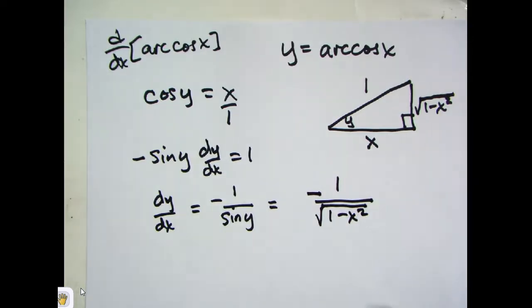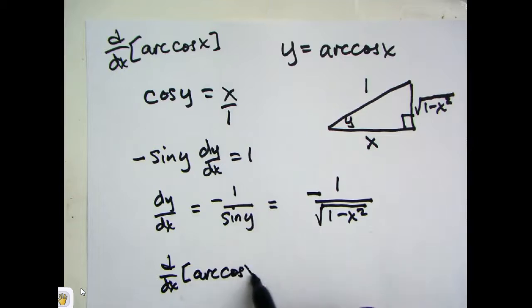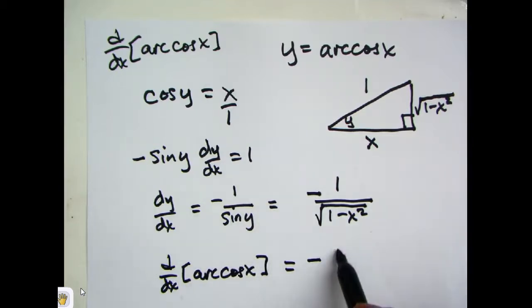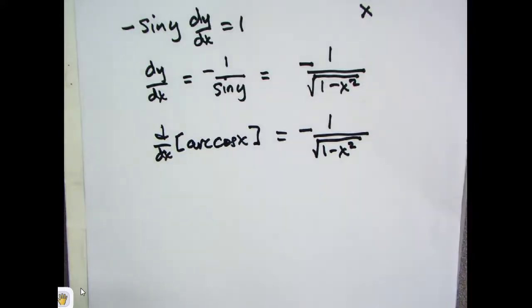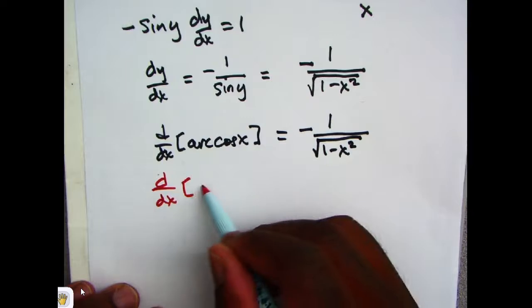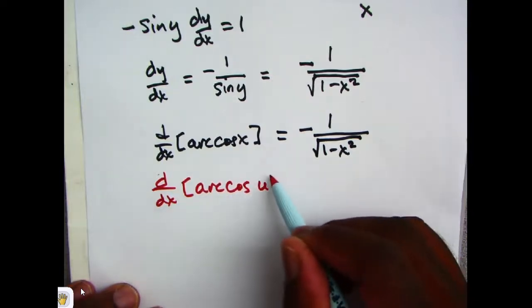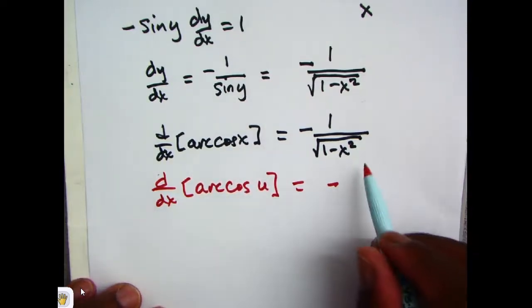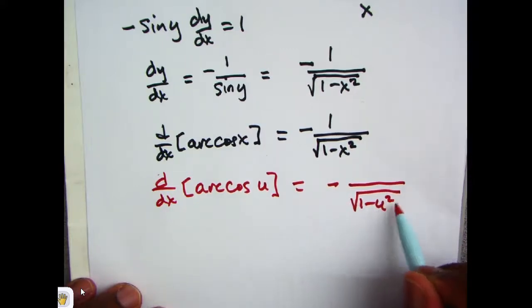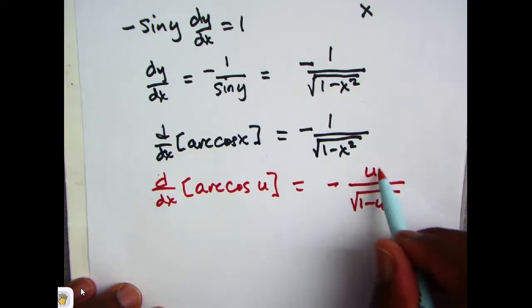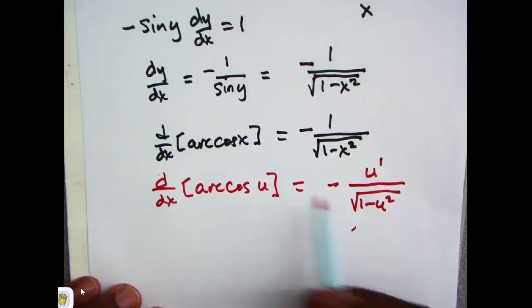Okay, so for arc cosine, the derivative of arc cosine of x is negative 1 over the square root of 1 minus x squared, and the derivative of arc cosine of u is going to be negative 1 over the square root of 1 minus u squared times u prime. So we'll just do negative u prime over the square root of 1 minus u squared.